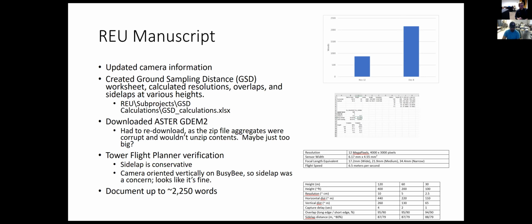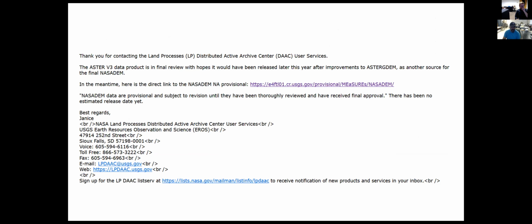Okay, so I guess I talked about the Tower flight planner verification beforehand. I did this whole slide backwards, but that's okay. Last week, I had mentioned that while I was browsing for the GDEM2 dataset, I happened across the GDEM3 stuff, which I hadn't even heard of before. So I sent them an email. You can't really download it, but they sent me back saying, yeah, we haven't released it yet, but here's a provisional one. So I have the URL for what's likely to be the GDEM3, and I'll probably set this to download over break as well.